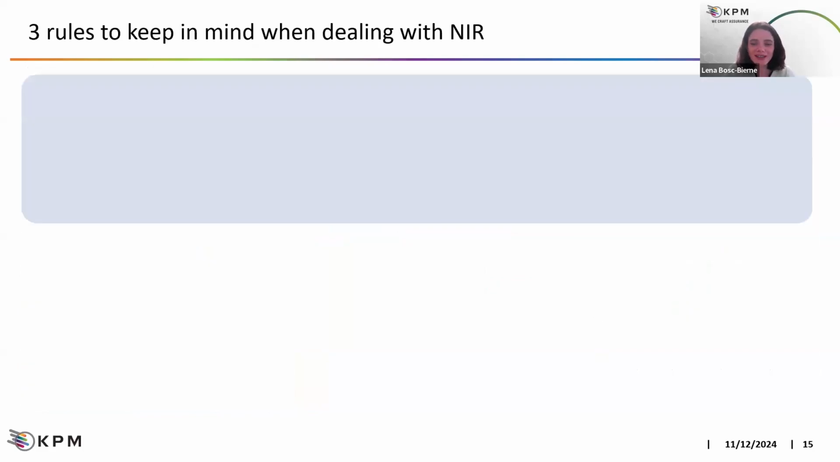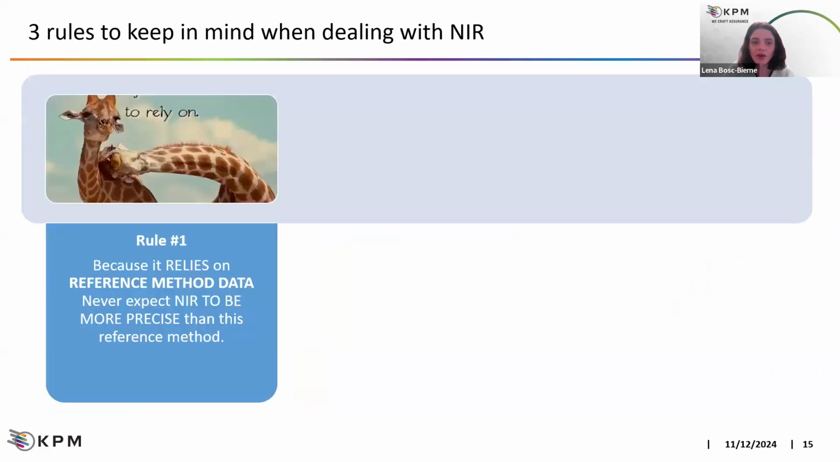A game changer, yes, but it has limitations. It has important limitations that we need to keep in mind. The first is that it relies on reference method data. So that means that NIR cannot be more precise than this reference method.